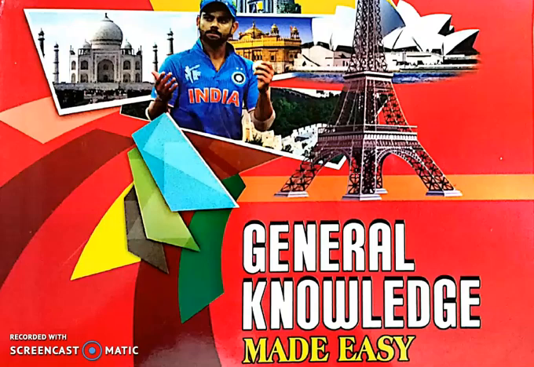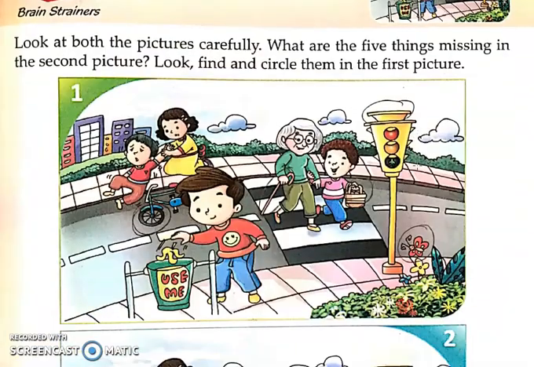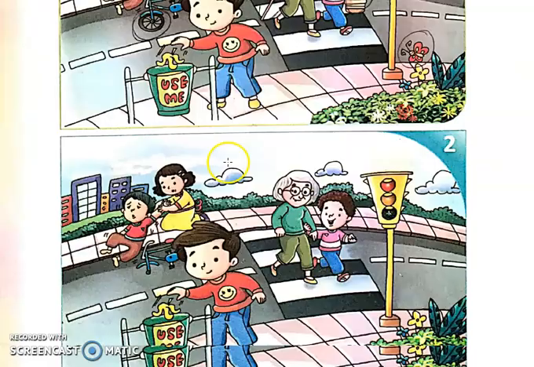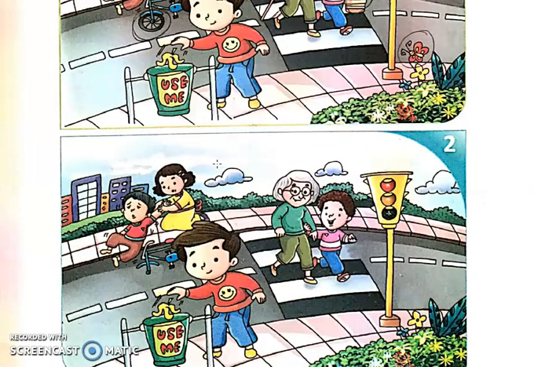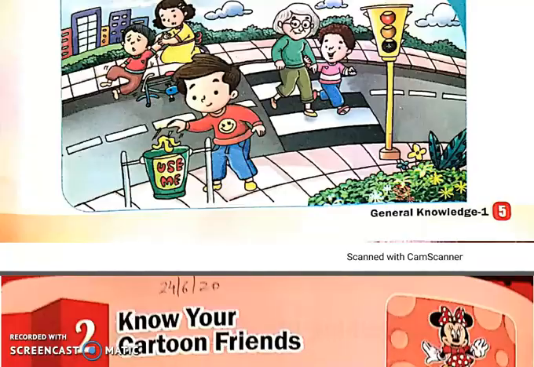This is the GK textbook. In the last class we had done chapter number 1, Something Missing. In this we had seen there are two pictures in which there is a puzzle. You have to find out the missing items in this picture and circle them. So we had done this in the last class.